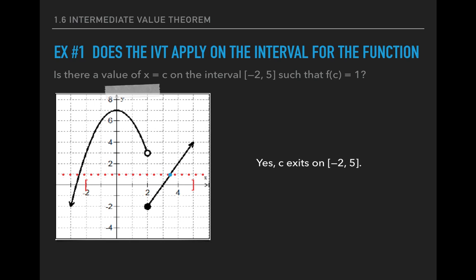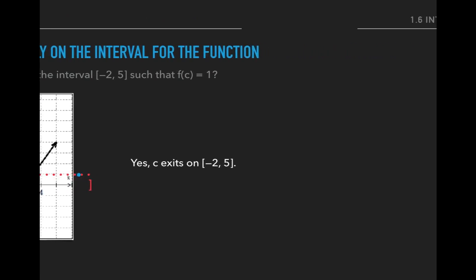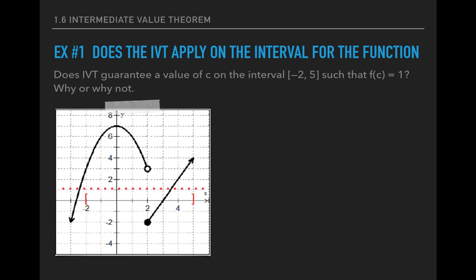There is a value between -2 and 5 on our graph that is 1. So a C value does exist. But does our theorem guarantee a value of C on that interval such that f of C is 1? Why or why not? Are we trying to use our theorem in an inappropriate example?